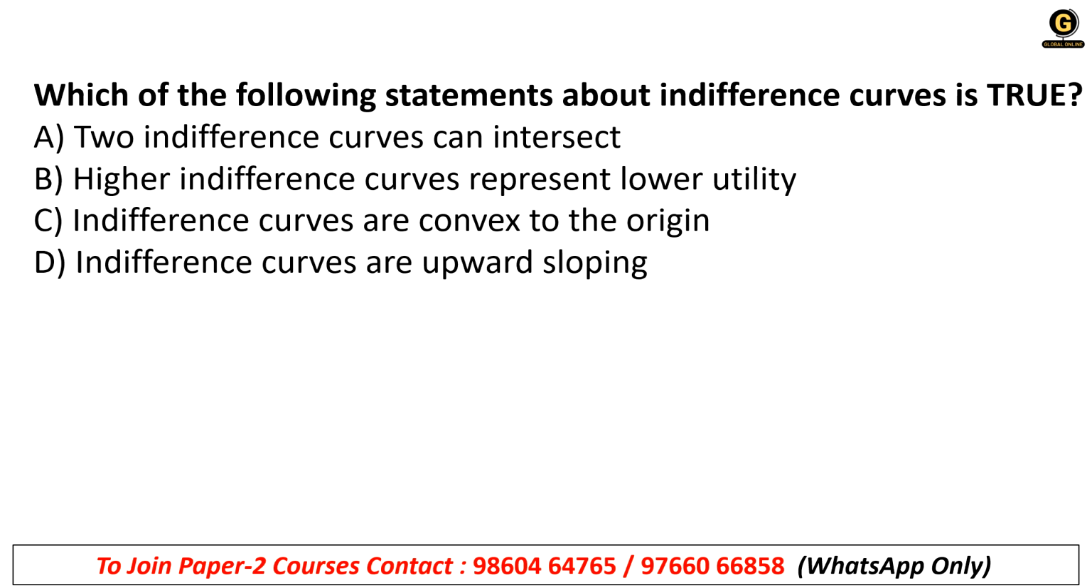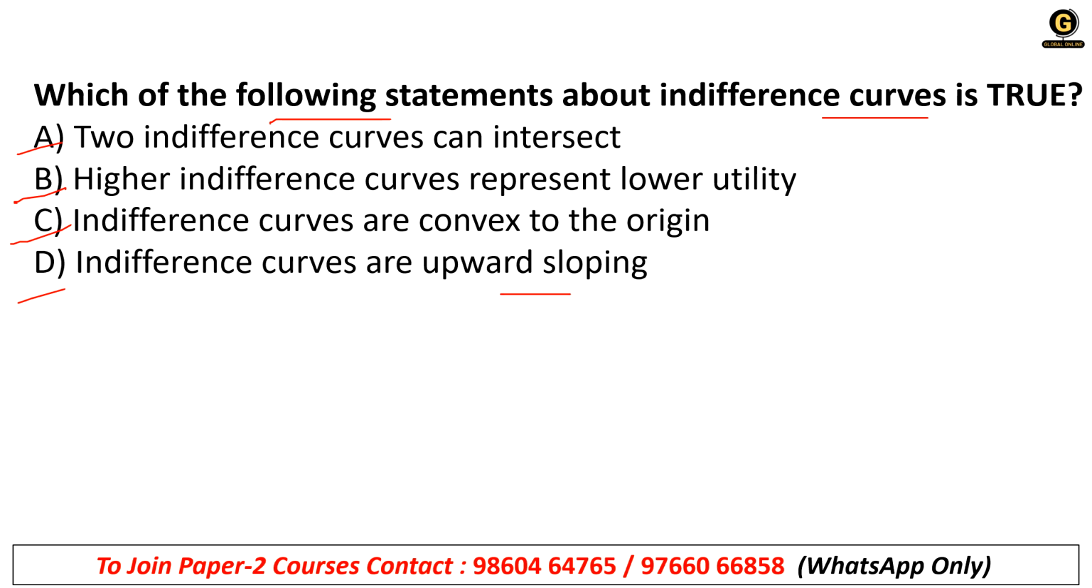Next question, which of the following statements about indifference curves is true? A, two indifference curves can intersect. B, higher indifference curves represent lower utility. C, indifference curves are convex to the origin. And D, indifference curves are upward sloping. What does it mean? So if you want to give your answer, you can give it in the comment box.